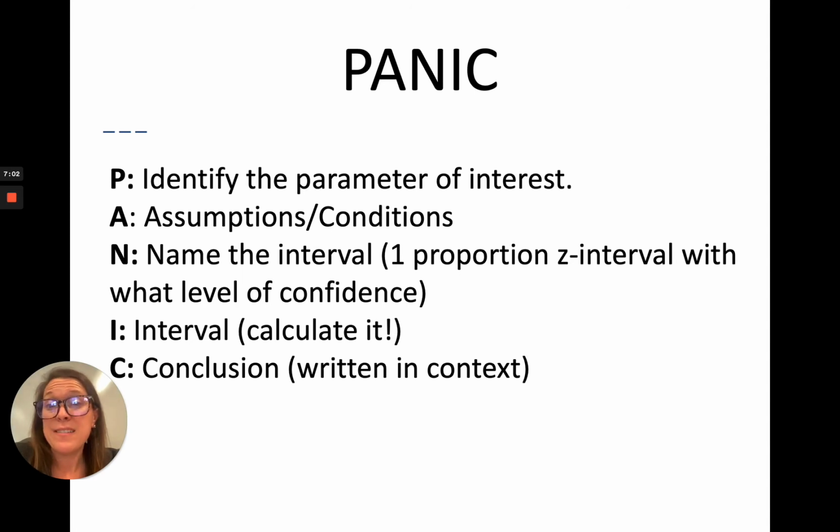The A stands for assumptions and conditions. Sometimes we have to assume things when we check our conditions. And then N: make sure you always name the interval. Right now, the only interval we have in our tool belt is the 1-proportion z-interval, and always state what confidence level you are going to use. I: calculate your interval, so actually do the math. And then C: write your conclusion. Make sure you always add context.